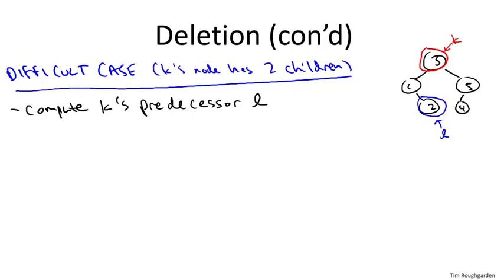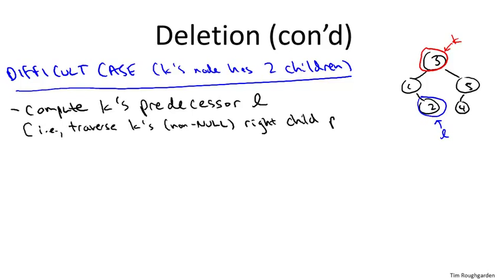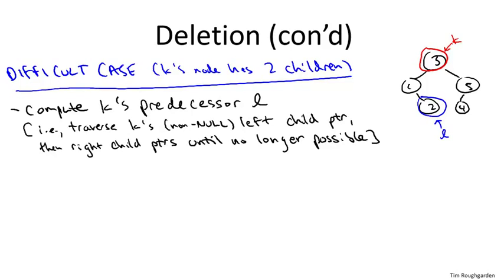Now what's cool is, because we only bother with this predecessor computation in the case where k's node has both children, we only have to do it in the case where it has a non-empty left subtree. So really, when we say compute k's predecessor l, all you've got to do is follow k's left child, that's not null because it has both children, and then follow right child pointers until you can't anymore, and that's the predecessor.